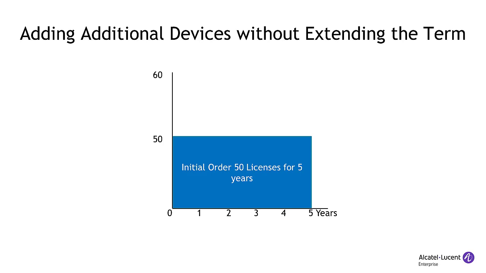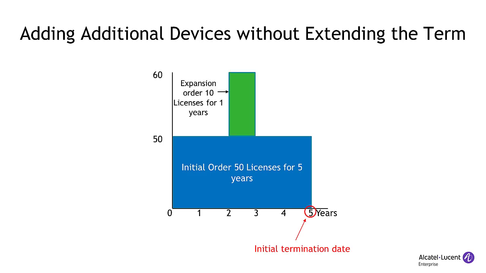In our next example, the initial OmniVista Cirrus subscription has 50 OmniVista Cirrus licenses ordered with a duration of 5 years. After 2 years, an expansion is applied, adding 10 new OmniVista Cirrus licenses with a duration of 1 year.